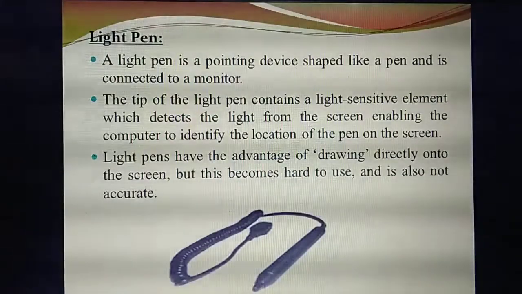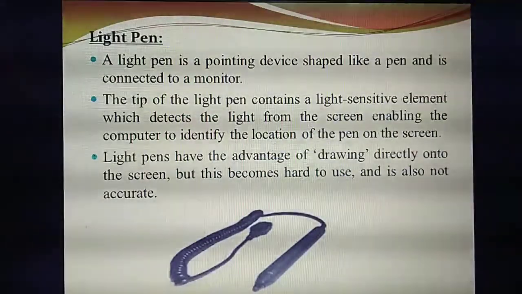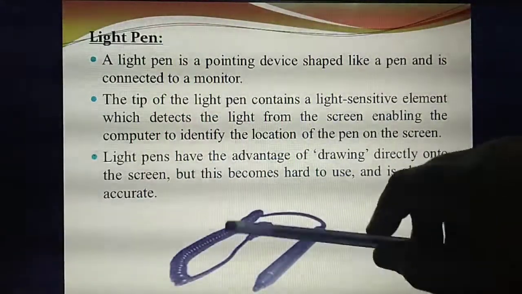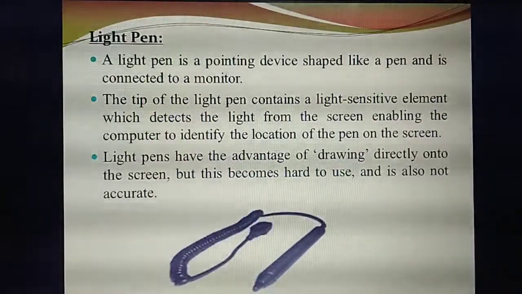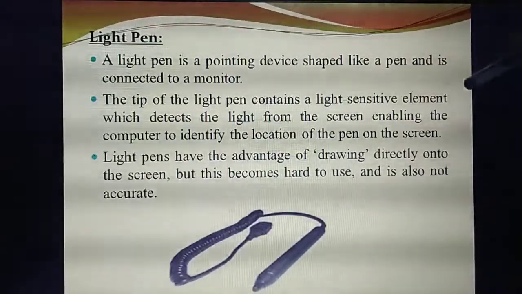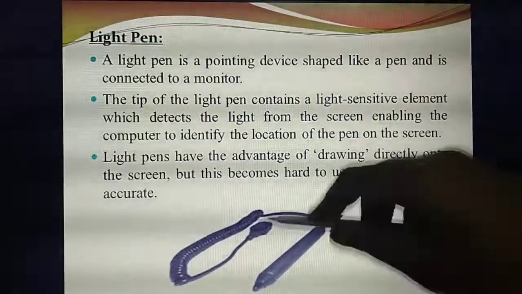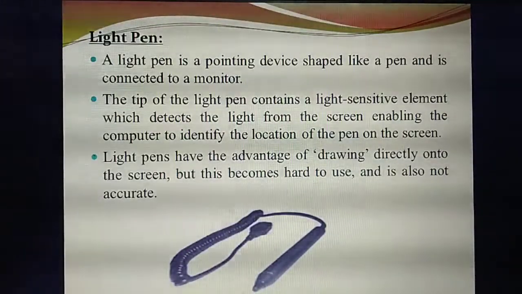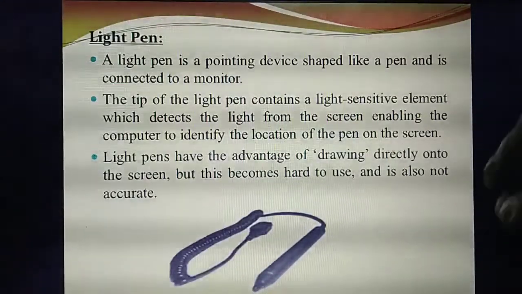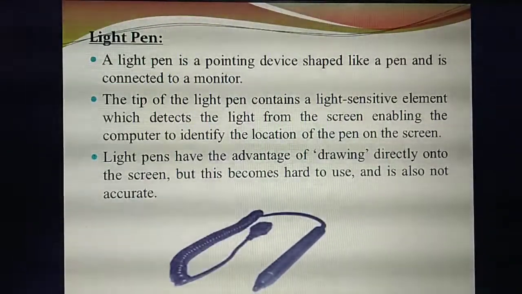A light pen, if you look at it, is just a pen-like structure. At the end there is one cable, and you need to connect this cable to the computer. What's the use of this? When you are writing something on the screen, there is a pointing device at the end tip. From that pointing device, light will come. Through that light it sends the signal, and the computer can identify that you are writing something on the screen. Understand?